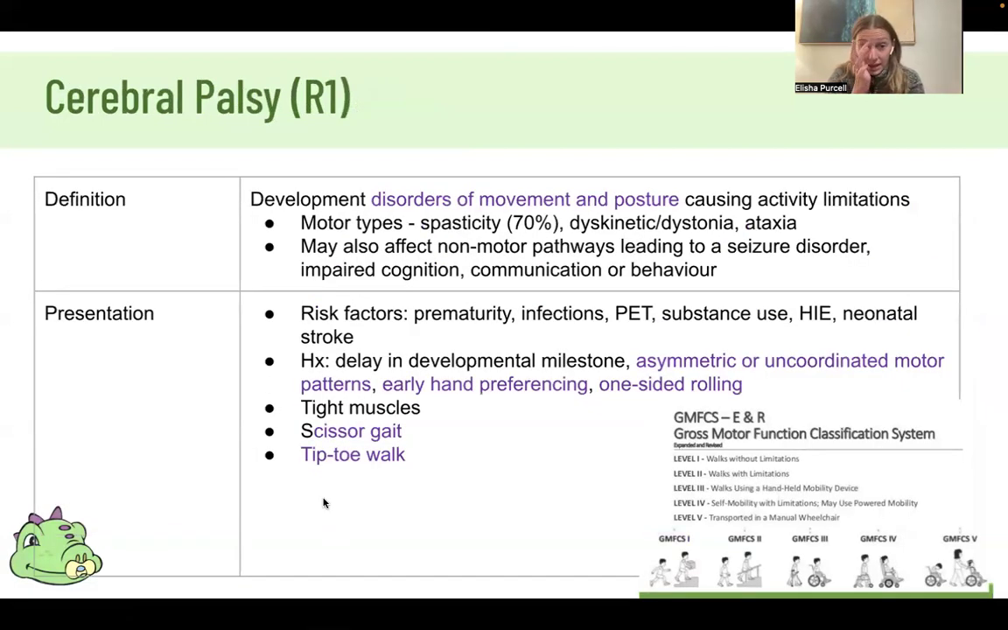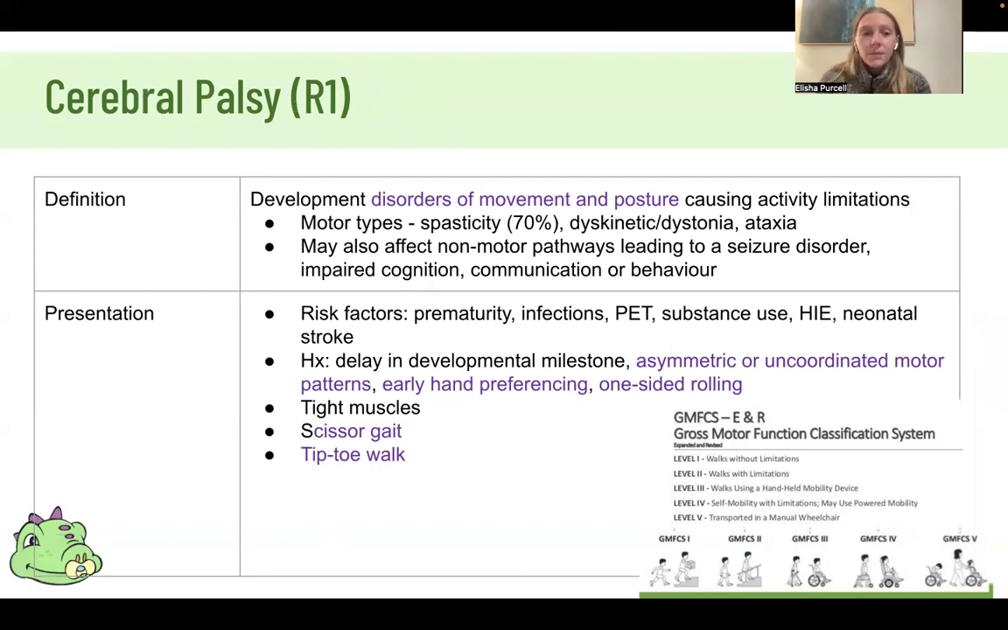All right, moving on to the next R1. This is cerebral palsy. This one actually doesn't come up that much, but it is R1, so it's important to revise. Hopefully, this year it does come up a bit more. But it's a developmental disorder of movement and posture.